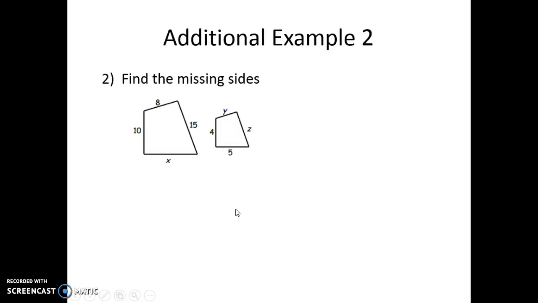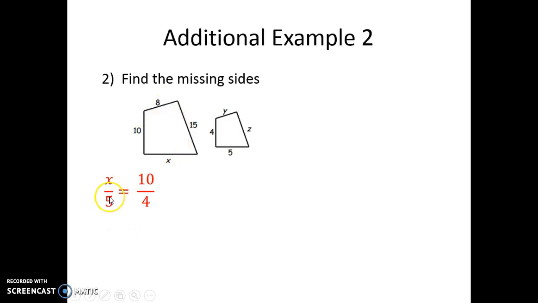Number 2 says find the missing sides. In this example, we have 3 missing sides, x, y, and z. So we're going to have to set up 3 separate proportions to figure this out. So I'm going to start with x over 5 and then 10 over 4. It's very important that I have the x on the top and the 10 on the top because they both come from the same shape.